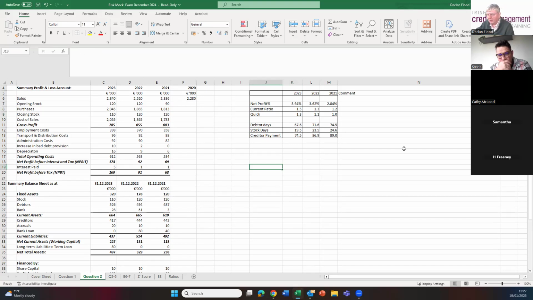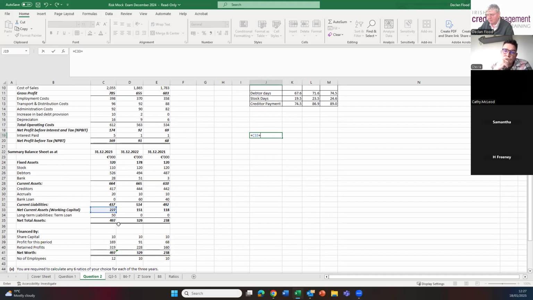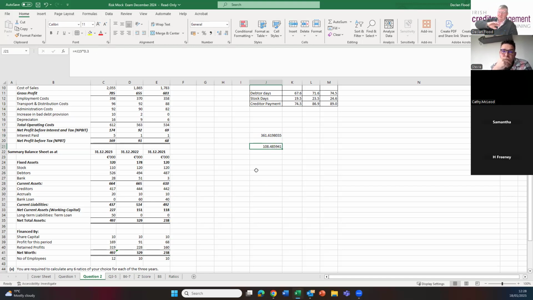In terms of working worth, my working capital is 227. My total assets are 497. If I put brackets around that and divide that by 2, I have a working worth of 361,000 when I work that out. And remember, we said we could give them up to 30% for low risk customers. So based on the working worth and 30%, that gives you 108,000. Would I give them 50 all day long? Absolutely, no question about it.